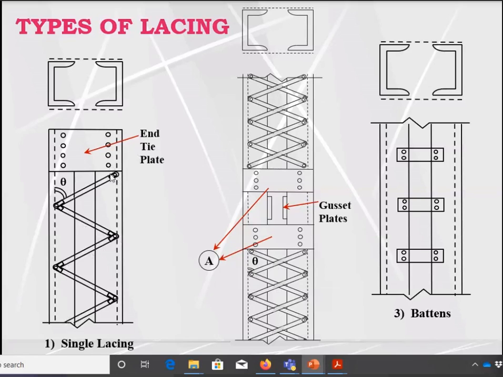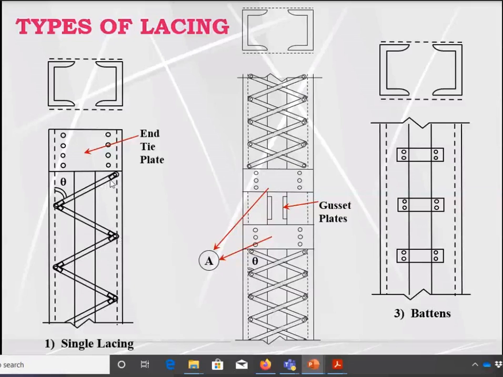So a flat steel bar or plate is used to connect one channel section to the other channel section in a triangular pattern or in the inclined direction, which is at a particular angle. We will see what the angle would be. So this is called the lacing. Here you can see we are providing different steel plates, or different lacing.